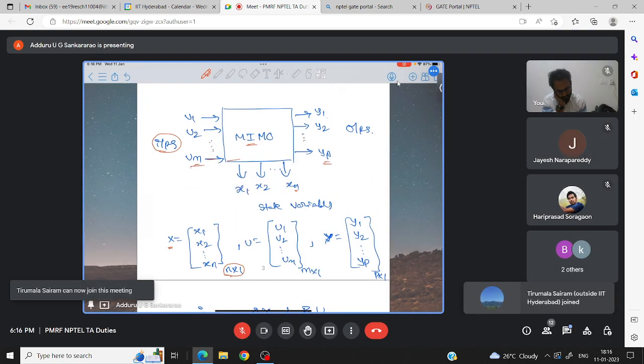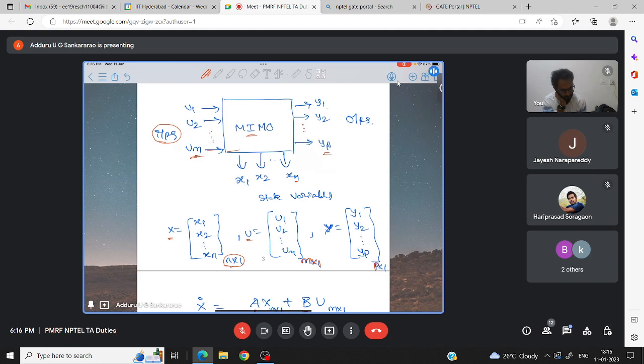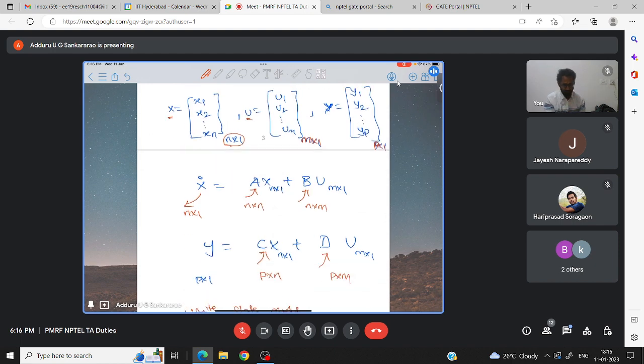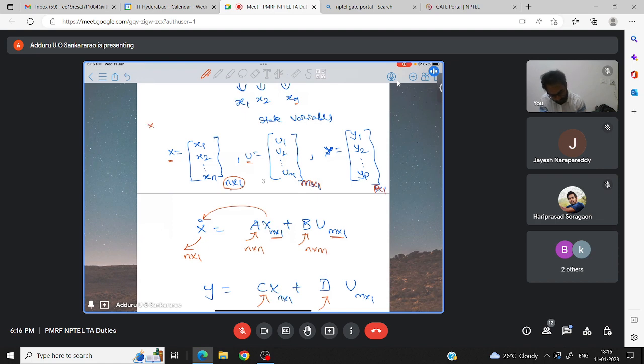Now u is the input. m number of inputs are there. It's the input vector. And y is the output vector. p number of outputs are there, a p by 1 vector. Now if you see the state equation, x dot equal to Ax plus Bu. So x is n cross 1, we know. So x and x dot should have the same dimension, because if x is this one, x dot should be x1 dot, x2 dot, x3 dot, just differentiation. So they should have the same dimension. That means x dot should be n cross 1 only. The state vector x is n cross 1, so the differential state vector is also n cross 1. Now to get n cross 1, what should be the order of matrix A?